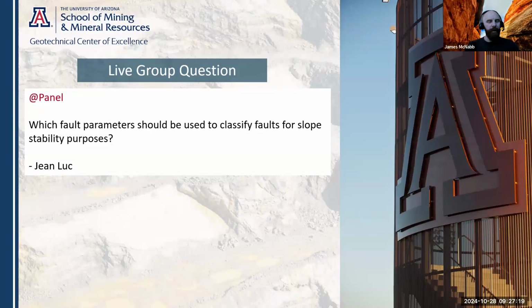Which fault parameters should be used to classify faults for slope stability purposes? Thank you, Jean-Luc. Switching gears here for sure, but a really good question. Would somebody like to jump on this? Or I can assign somebody.